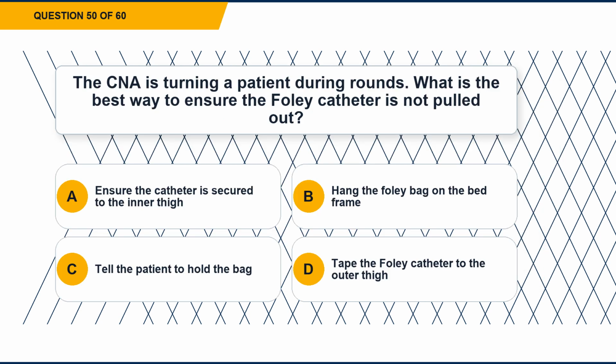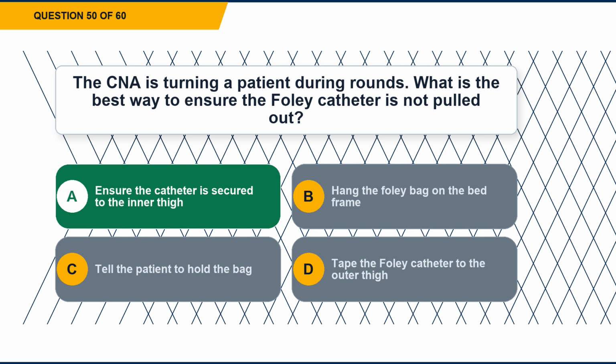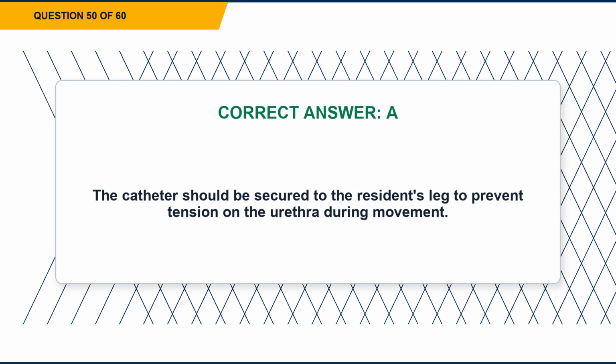Question 50. The CNA is turning a patient during rounds. What is the best way to ensure the Foley catheter is not pulled out? Option A. Ensure the catheter is secured to the inner thigh. Option B. Hang the Foley bag on the bed frame. Option C. Tell the patient to hold the bag. Option D. Tape the Foley catheter to the outer thigh. The correct answer is option A. Ensure the catheter is secured to the inner thigh. Explanation. The catheter should be secured to the resident's leg to prevent tension on the urethra during movement.